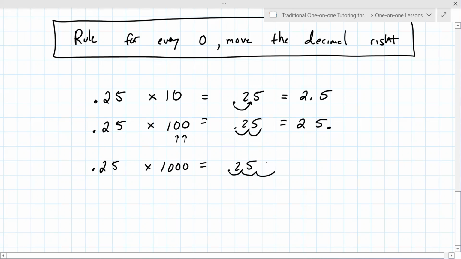Now this one's got an empty position. So you fill that in with a 0 and the decimal goes there. So this becomes 250.